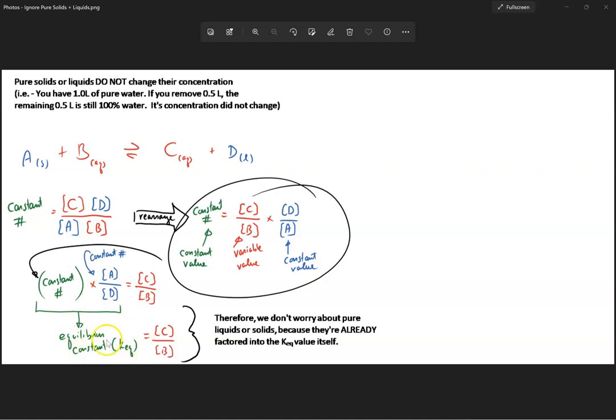So our KEQ value already factors in the concentrations of the pure liquids and pure solids. It's already built into the equation. We don't need to factor them in on the other side. We can just omit them and pretend they didn't exist. Meanwhile, the products and reactants that can change their concentrations do have to be factored into the equilibrium expression.